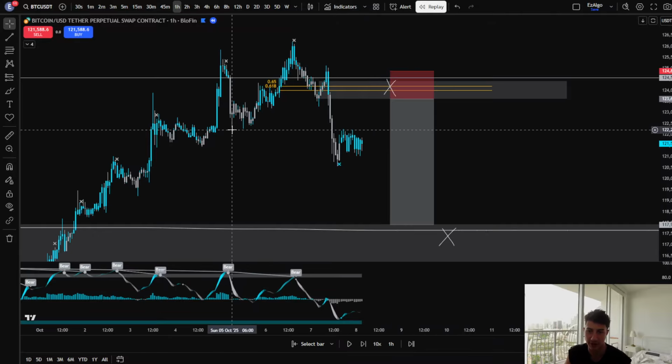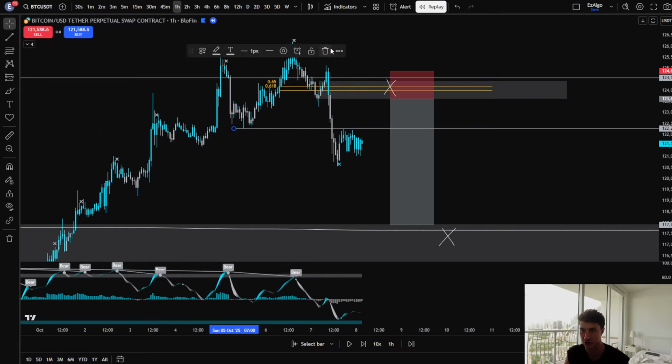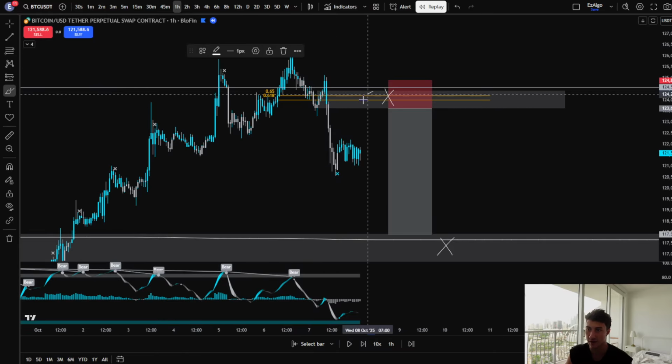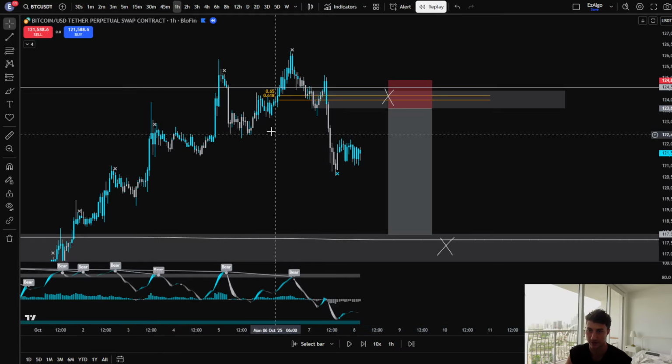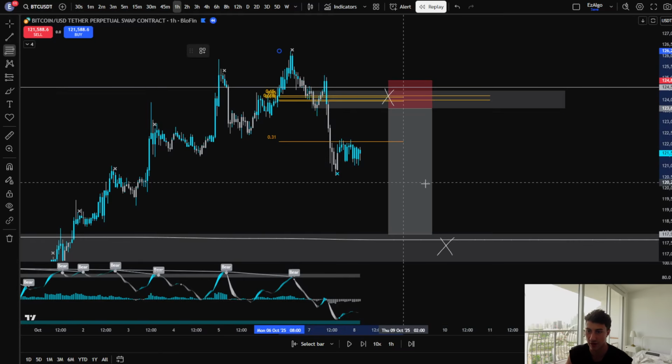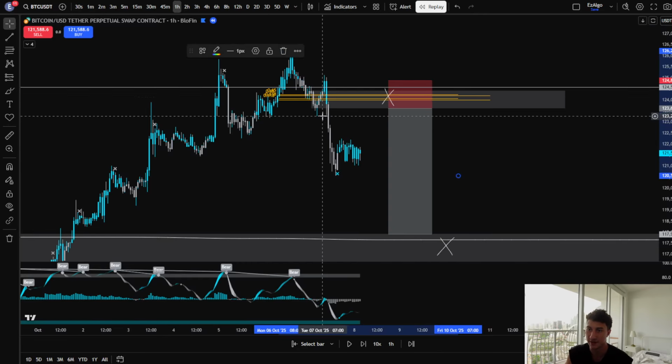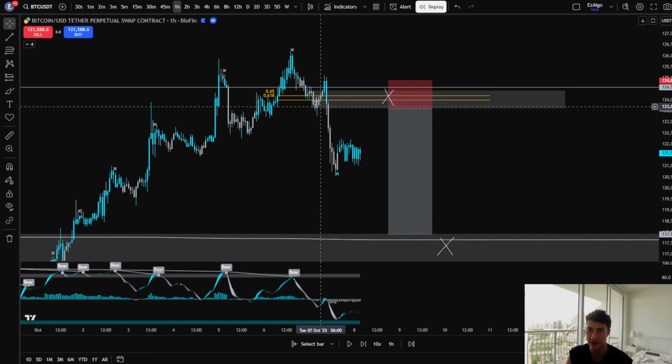Okay, so at this point here, after we have seen that market structure break, I am actively waiting for a retest of this local golden pocket, or our optimal trade entry. So the golden pocket fib from that swing low to that swing high here, I'm going to remove the 0.31. This is where I am looking for a retest.